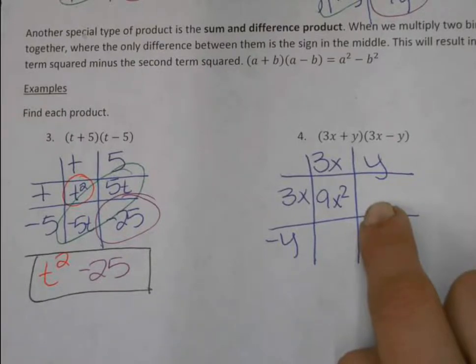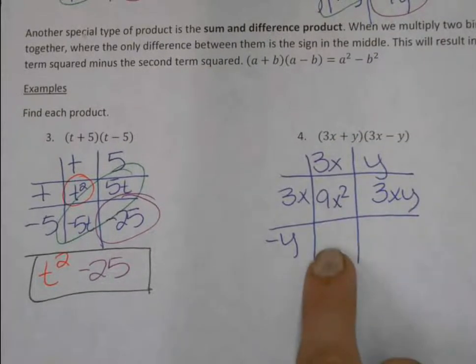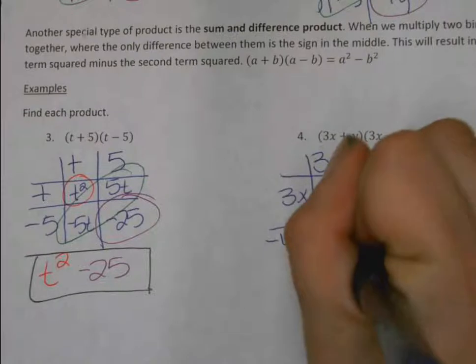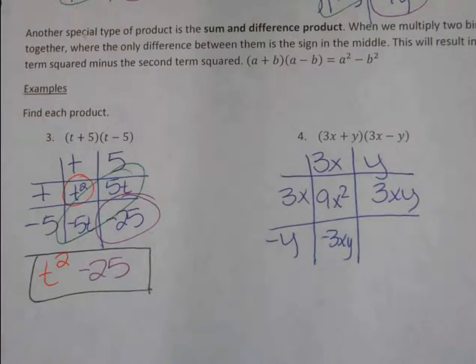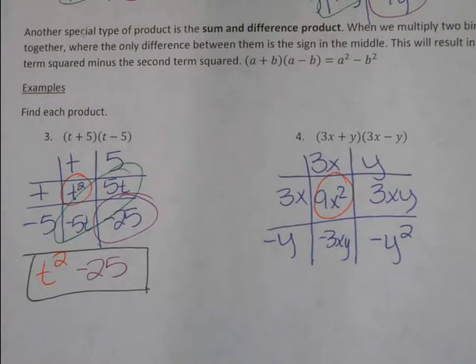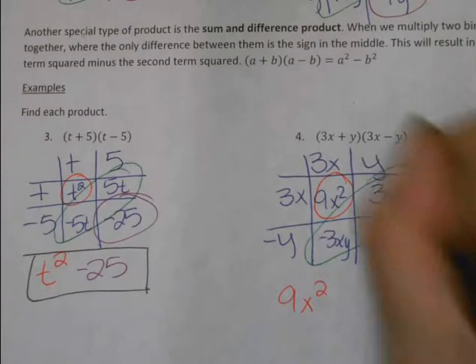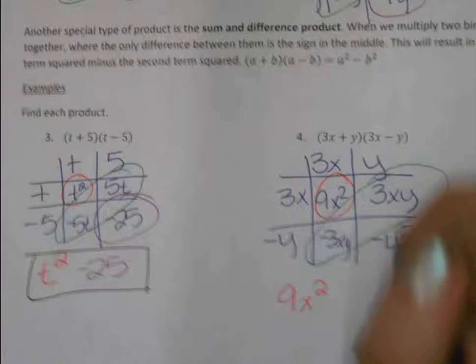Is it 3xy? Negative 3xy. And over here, y times y? Negative y squared. Okay, so in my first term is 9x squared. So I don't write that.